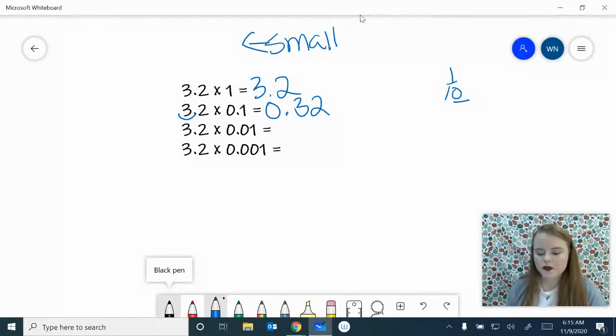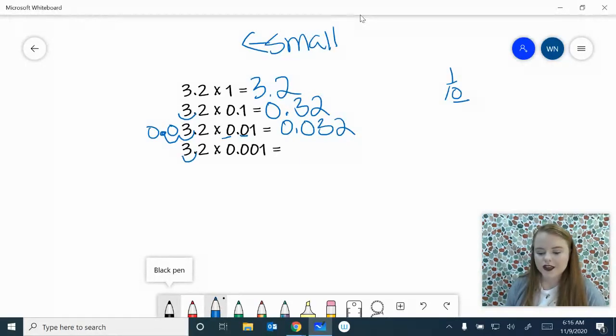Let's do some more. 100th here, we know that 100th has 2 zeros, 1, 2. So we're going to move it 2 places to the left. 1, 2. 32 thousandths. Let's do this last one. See if you can see a pattern here. We're getting 10 times smaller each time.